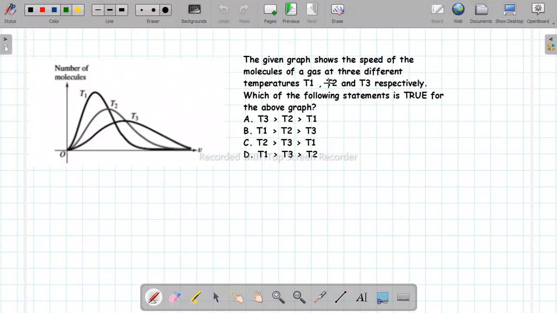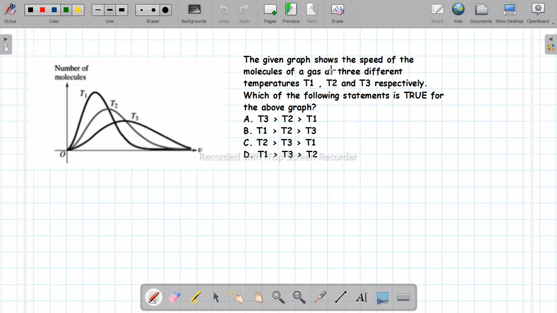Let's just see this one last question. It says given graph shows the speed of molecules of gas at three different temperatures. We have this plot for T1, T2 and then T3. On x-axis we have velocities of gas molecules starting from 0 and then keeps on increasing. On y-axis we have number of gas molecules. They are saying which of the following statement is true for the above graph.